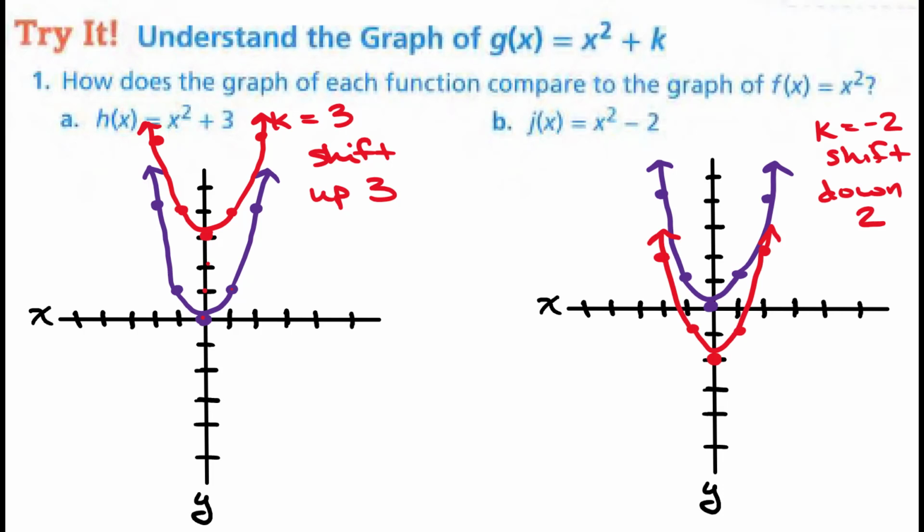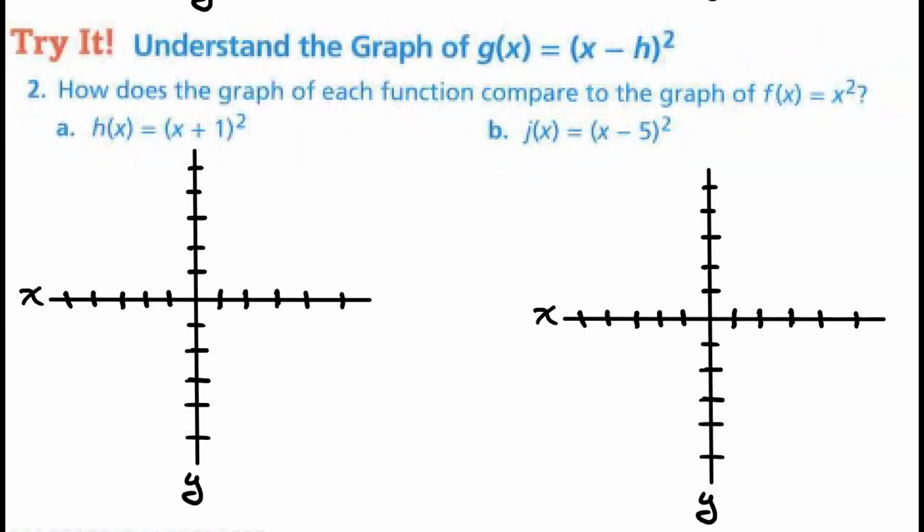Did you get this one right? In example B, we have the function j of x is equal to x squared minus 2. The k in this example is negative 2, so we're going to shift all of our points down 2 units. Now on to example 2.